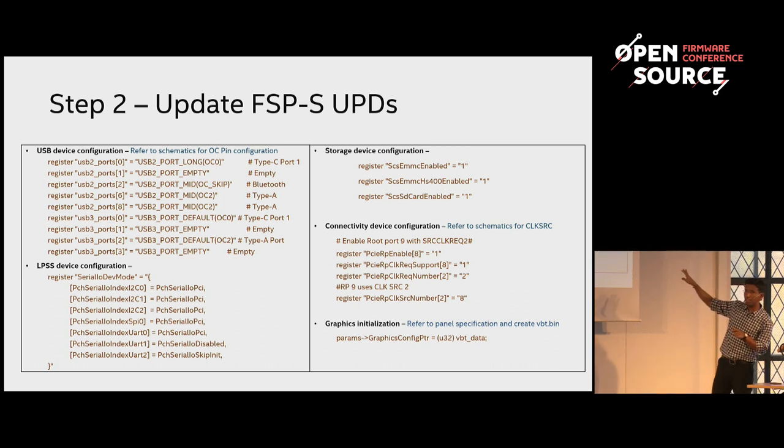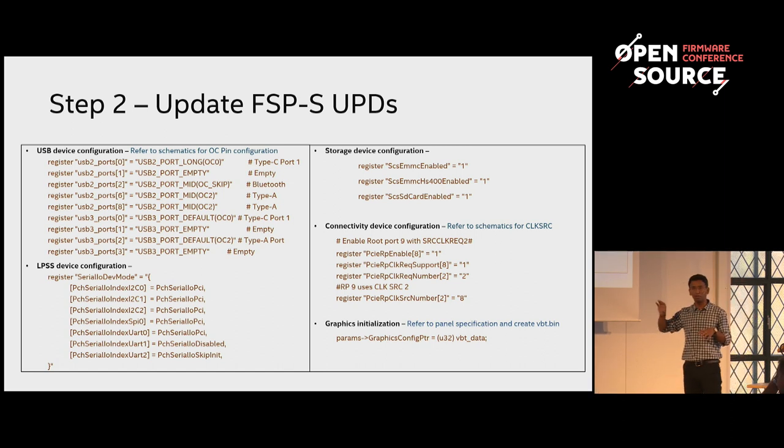For the graphics initialization, you need to prepare a VBT, which we prepare based on the panel specification. You have your panel spec given, and using that, we create the VBT data table. That data table you need to locate from your CBFS. That is how we do it today in Coreboot. And assign the same into your graphics configuration pointer. FSP takes care of the panel initialization.